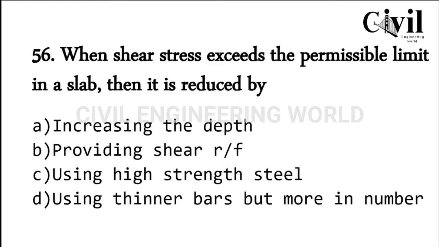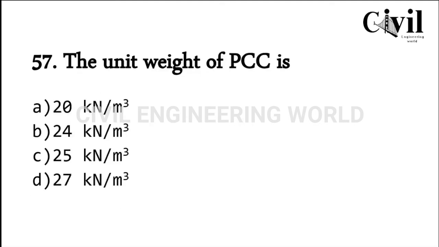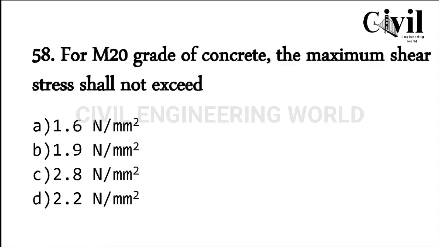Okay, so when the shear stress exceeds the permissible stress in slab, then it is reduced by increasing the depth. A is the correct answer. Okay, the unit weight of PCC is 24 kilonewton per meter cube. B is the correct answer. So for RCC it is 25. You should remember it.